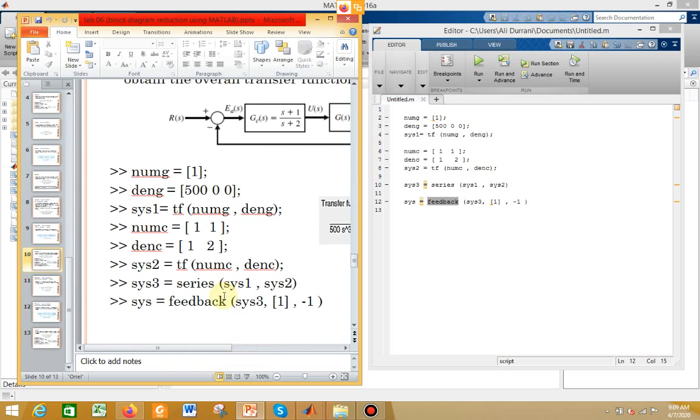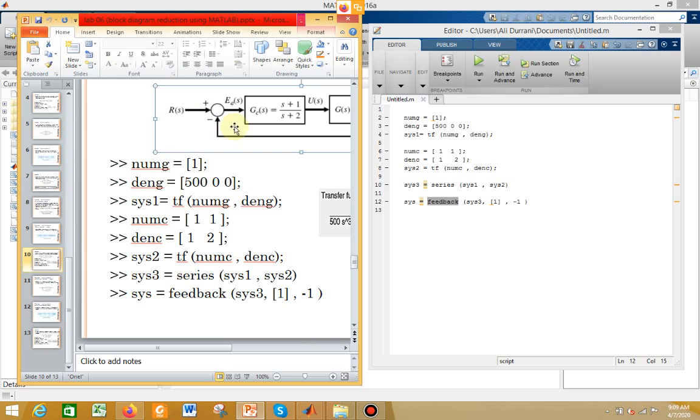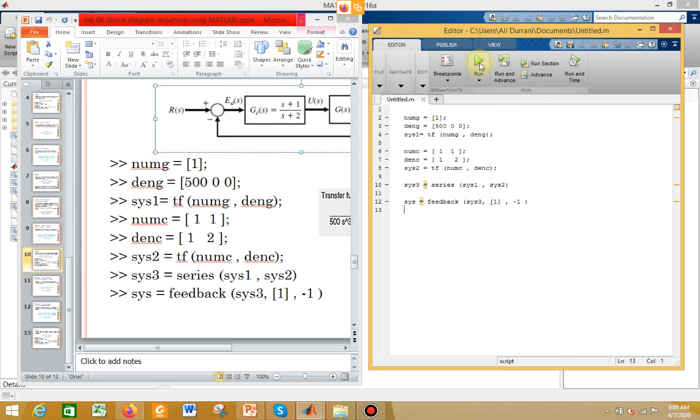As you can see the code for feedback, I can zoom it in here. First of all we have written feedback, then our system for feedback is system 3, and then there is 1 in square brackets, which means that it is a unity feedback, and then we have written -1 for a negative feedback. As you can see in your diagram, the feedback is a negative feedback. So let us execute this code.